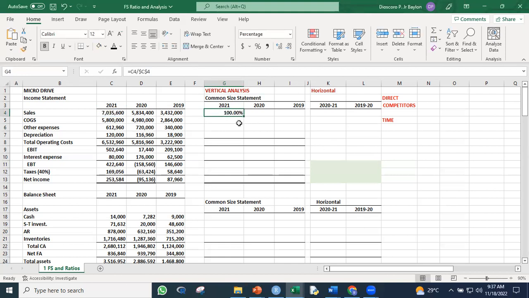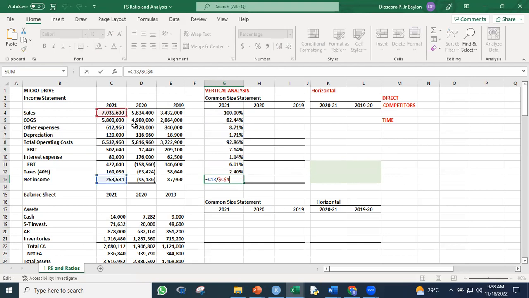All right, so everything is expressed in terms of percentage here. And then what happens if I copy this? If I copy this down, yeah, that's correct. 5.8 divided by 7 million. And so copying it down gives us the correct answer, okay? So everything is expressed in terms of sales.